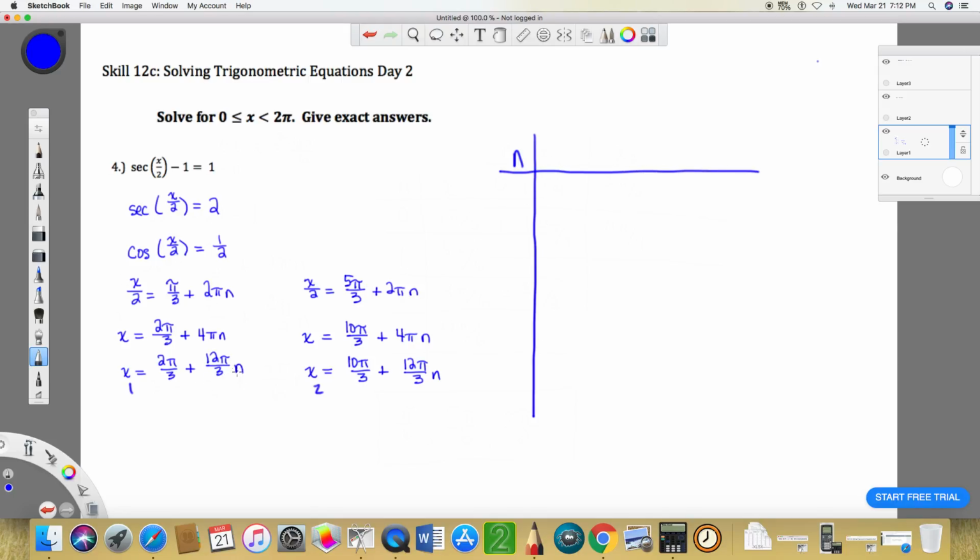If we allow n to be -1, then these angles, the -12 and +2, that's going to be a negative angle measure. We only want positive angle measures, ones that are greater than 0 and smaller than 2 pi. So we're going to start out by letting n be 0. And our first equation gives us a solution of 2 pi over 3. And our second equation, if we let n be 0, gives us 10 pi over 3.